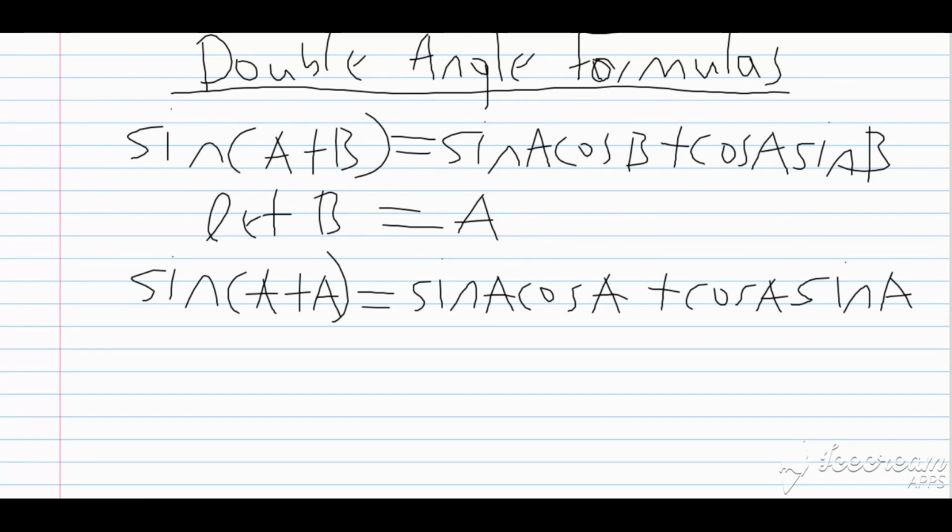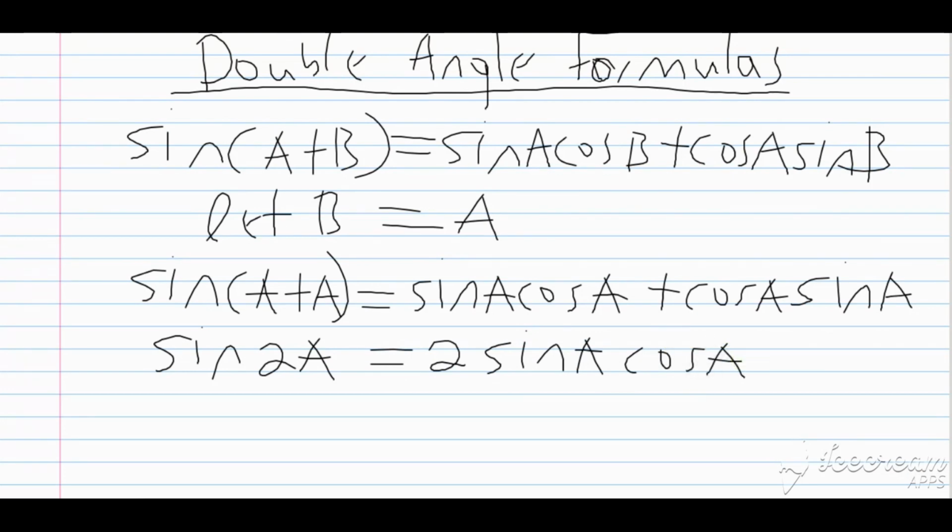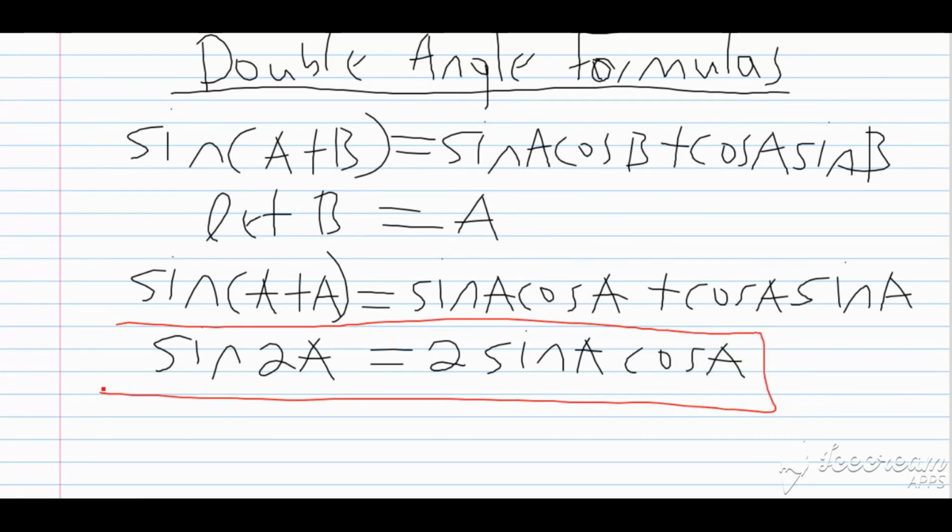Now, when I examine the right hand side here, I notice that I have like terms. Also, sine of A plus A would give me the sine of 2A. And on the right hand side, I'm going to have 2 sine A cosine A. And this is the double angle formula for the sine.